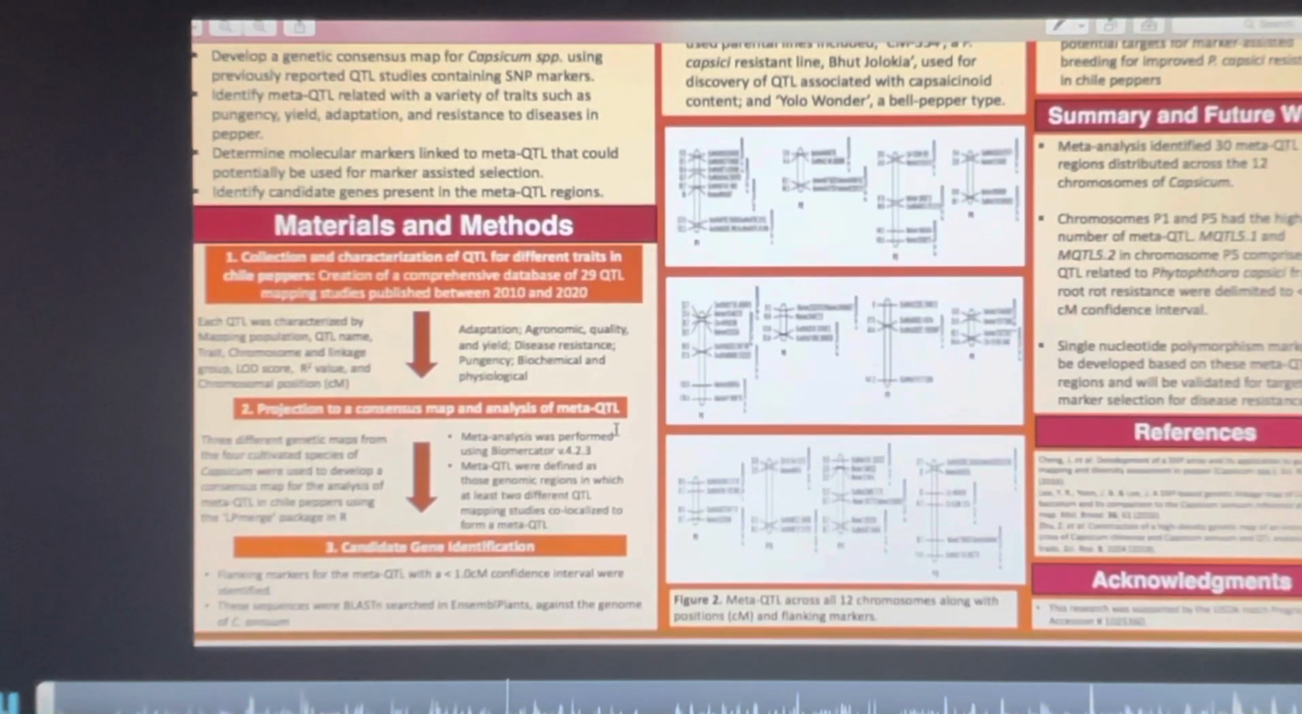To obtain these goals, we first created a database containing 29 individual QTL mapping studies. These QTL were then projected onto a consensus map, which had been derived from 3 different genetic maps. From there, meta-analysis was performed using BioMercator, and meta-QTL were defined as those genomic regions in which at least 2 different QTL co-localized to form a meta-QTL. Finally, candidate gene analysis was performed using flanking marker sequences for meta-QTL with a less than 1 centimorgan confidence interval.